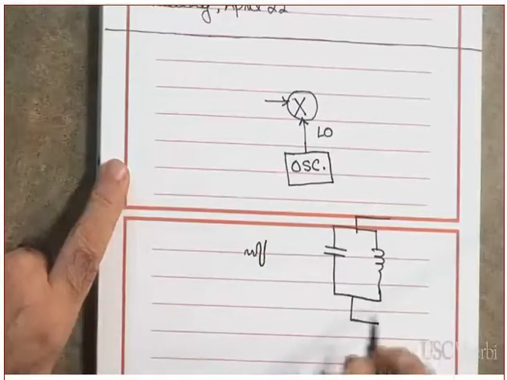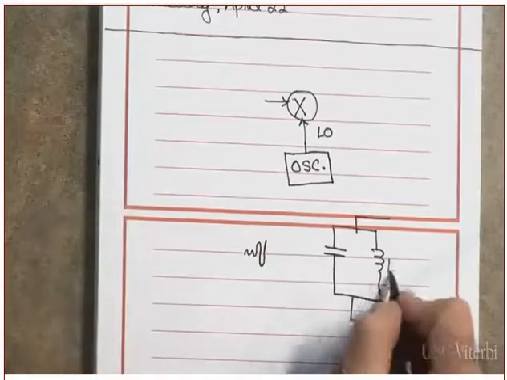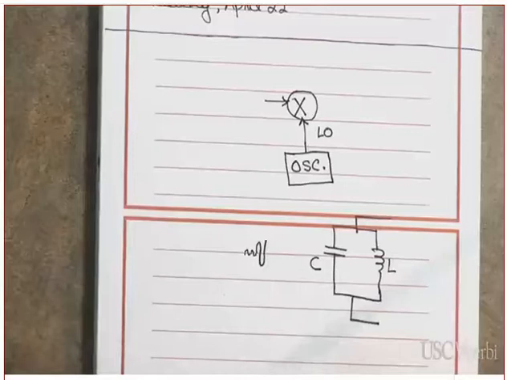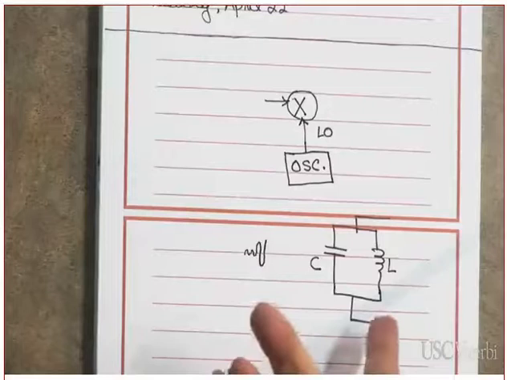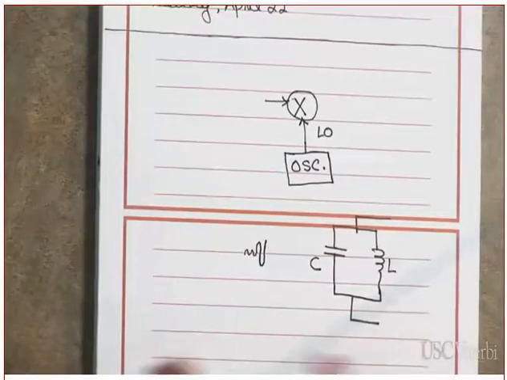Is this a tank circuit? That's a tank circuit, LC. Assume it's ideal. Yes? Will it oscillate? It will oscillate. What is the fundamental frequency? The fundamental frequency is 1 over the square root of LC. But will it sustain it?